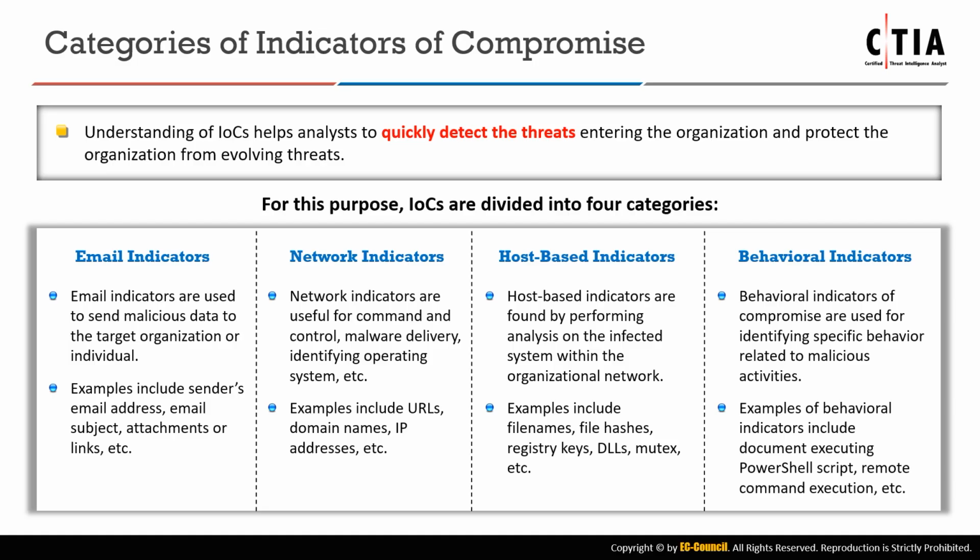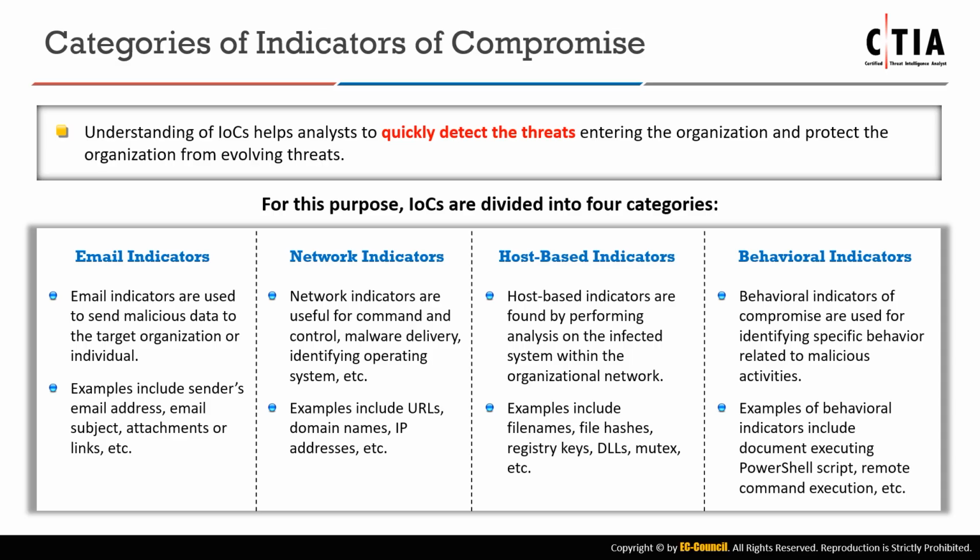Next, we get to host-based indicators. We do an analysis on an infected system within the network, and we look for file names, hashes, registry keys, DLLs, mutex, etc. There are so many different things that we can look for on the host itself as an example of an indicator that there's been some type of compromise on that host.